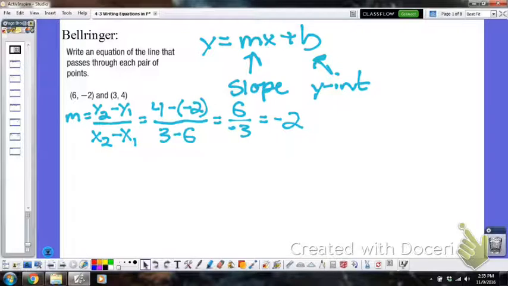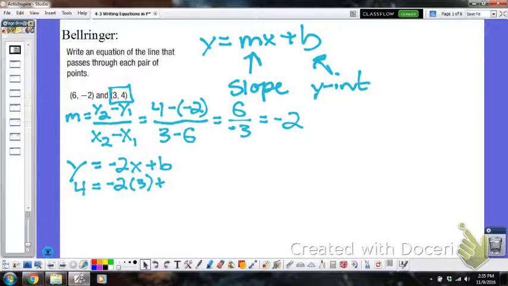So right now, I have the equation y equals -2x plus b. So I still need to find b, and I'm going to use one of my points to do that. The x and y values are one of my points. I'm going to use the point (3, 4). So I know I have 4 is equal to -2 times 3 plus b. And when I solve this equation, it'll give me my b value.